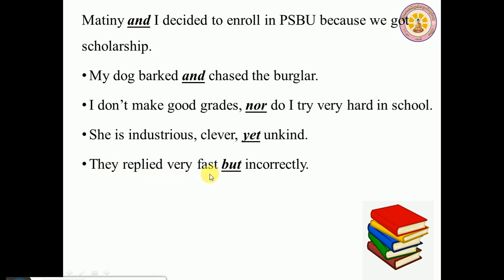They reply very fast, but incorrectly. In this sentence we use the coordinating conjunction but. So but is used to join fast and incorrectly. Fast is positive in meaning, incorrectly is negative in meaning. So remember, but is used to show a contrast idea.